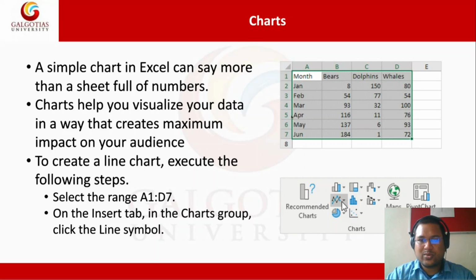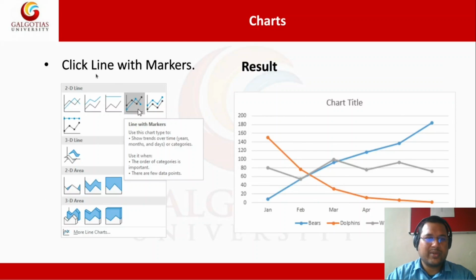Then to insert the chart, you go to insert tab. Just like for filtering and sorting you have to go to data, now you have to go to insert tab. In the insert tab you have this chart, and you need to click on this line symbol. When you click on this line symbol, you have many different types of line chart, but we are not going into details of 3D and 2D area. We'll just focus on the line chart, that is 2D line.